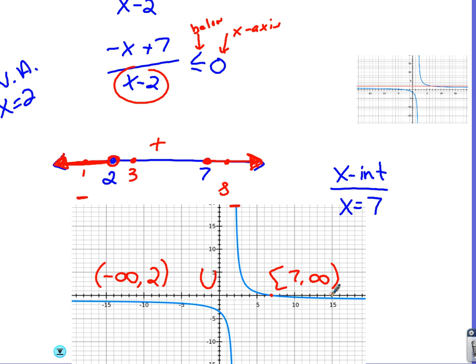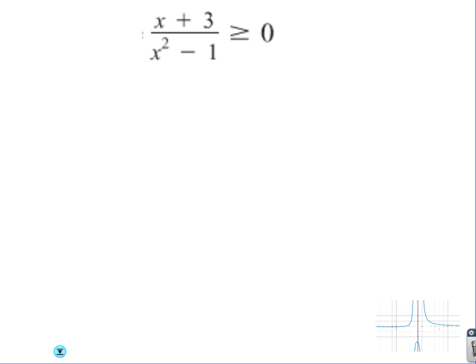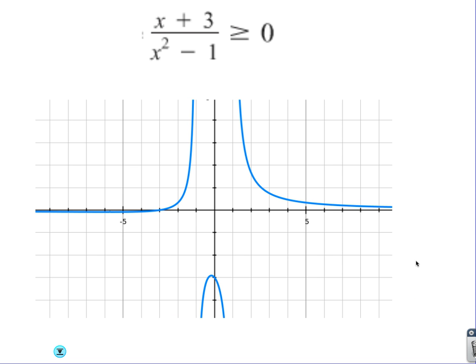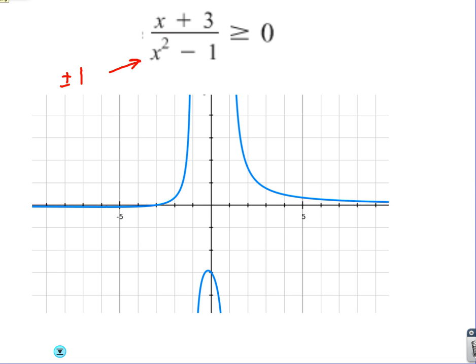Graphing calculators are going to make your life a whole lot easier. Because look on this next problem how much faster this is. I need to know where that graph is above 0 or equal to 0. Well, first step, let's graph it. I can look at it and see something's going on at positive and negative 1. So you've got asymptote lines here and here, not zeros, my bad.